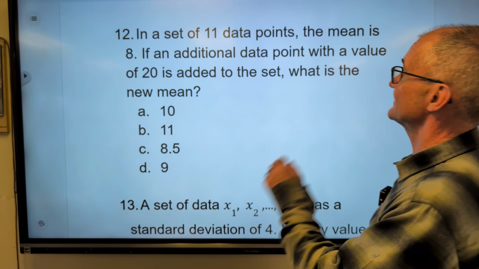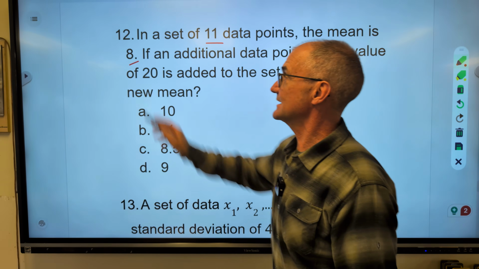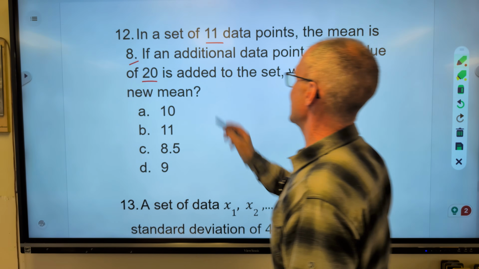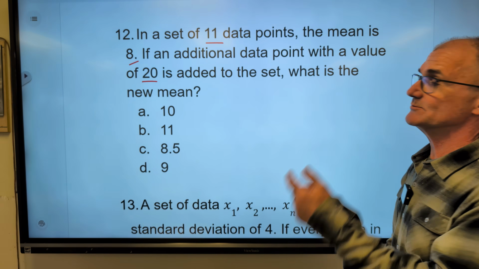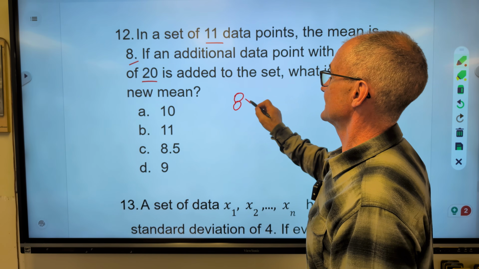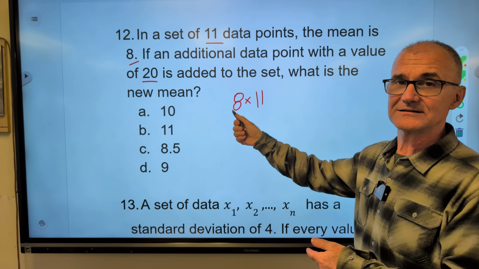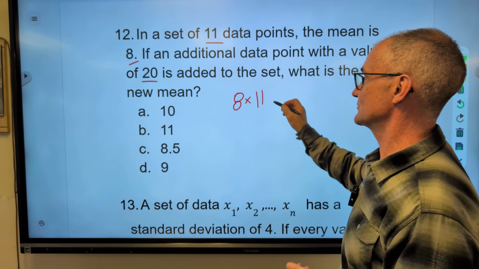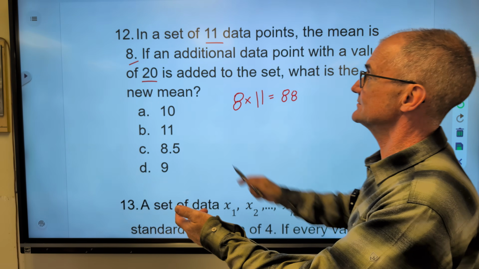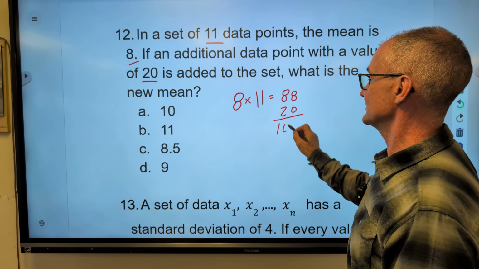In a set of 11 data points, the mean is 8. So I've got 11 data points with an average of 8. An additional point with a value of 20 is added to the set. What is the new mean, or the new average? Well, I have 11 data points with an average of 8. So the sum of all of those together will be 88. I now have a new data point of 20. I add 20 there to get 108.